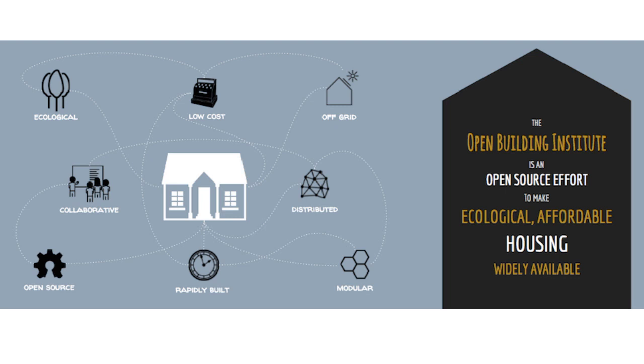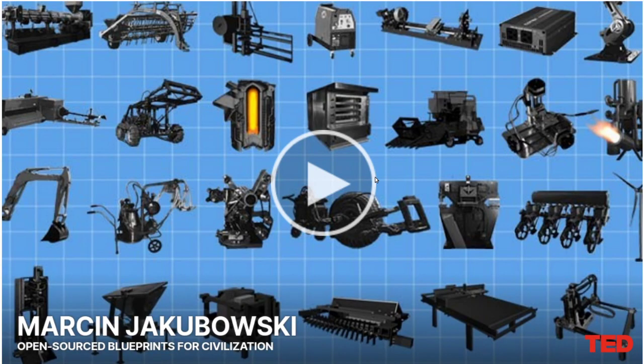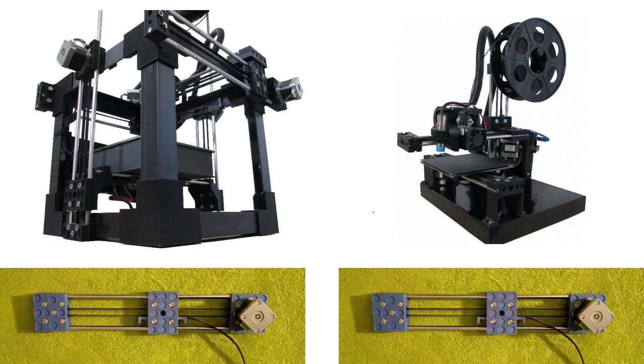And how does this relate to housing? Well, part of the structures that we build are aquaponic greenhouses. I'll talk about some of the automation and digital fabrication aspects of that. I'll do a quick recap of what I talked about last year. You can also watch my TED talk about the Global Village Construction Set, 50 different machines. We do have some product releases like the compressed earth block press, 3D printers, now the house.